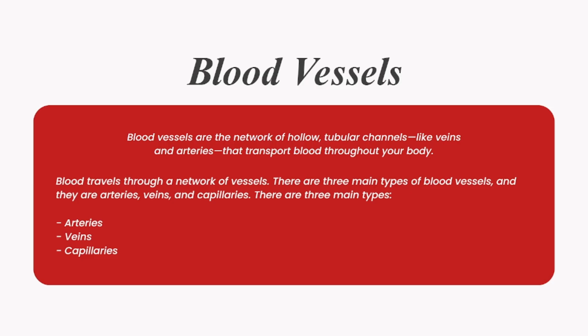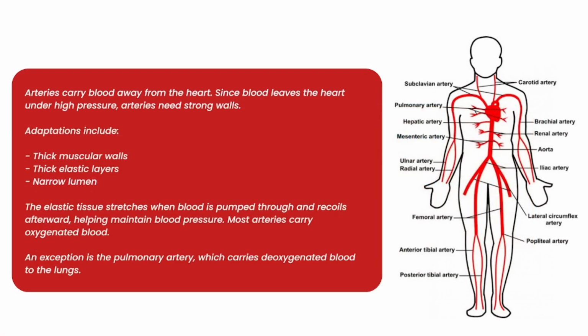There are three main types of blood vessels, and they are arteries, veins, and capillaries. Arteries carry blood away from the heart. Since blood travels from the heart under high pressure, arteries need strong walls. Adaptations include thick muscular walls, thick elastic layers, and narrow lumen. The elastic tissue stretches when blood is pumped through and recoils afterward, helping maintain blood pressure.